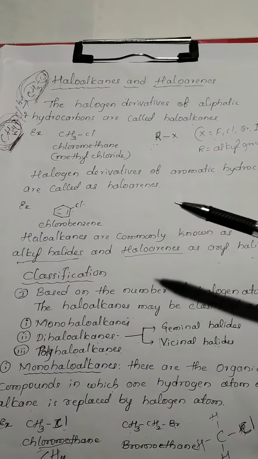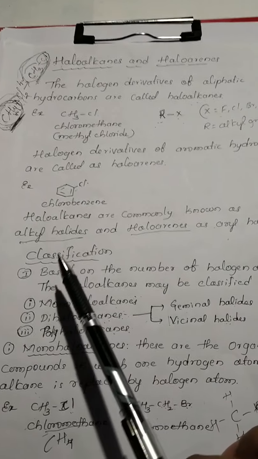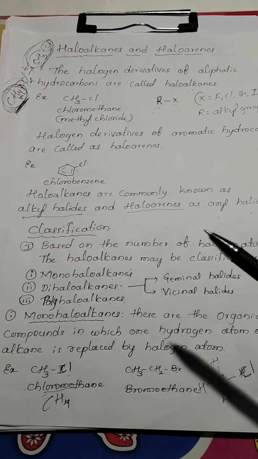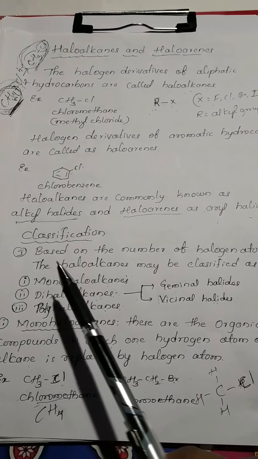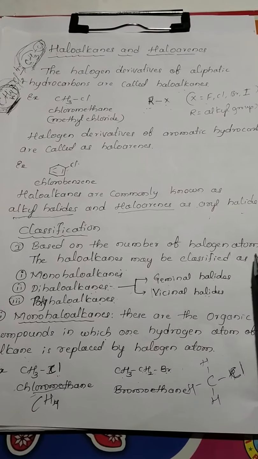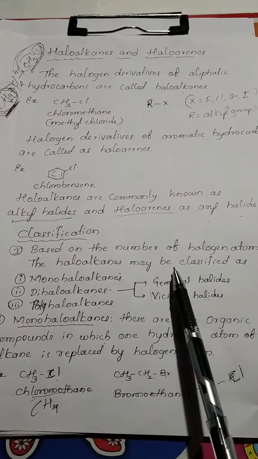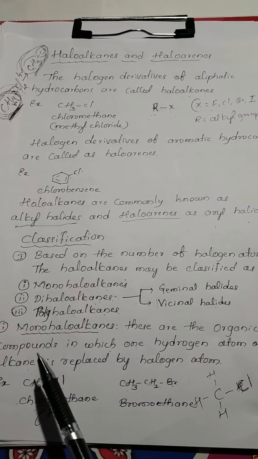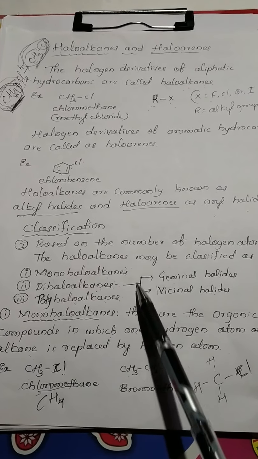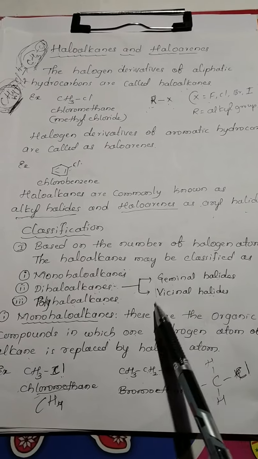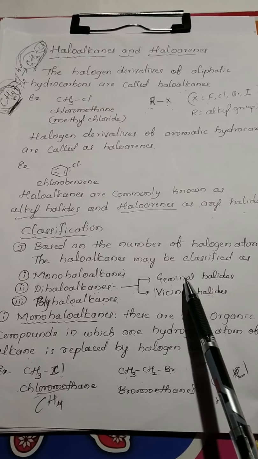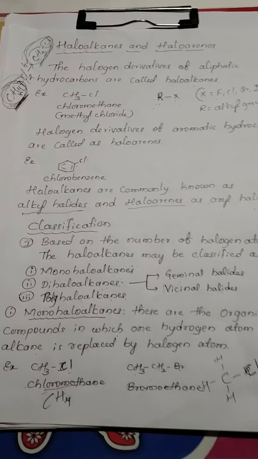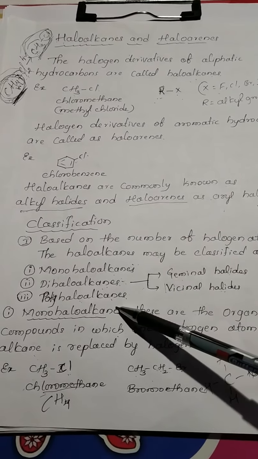Okay. Next, classification. Mainly haloalkanes and haloarenes are classified into three types based on the number of halogen atoms. The haloalkanes may be classified as monohaloalkanes, dihaloalkanes and polyhaloalkanes. Dihaloalkanes are again classified into two types, geminal halides and vicinal halides. Geminal means same, vicinal means adjacent. Okay, let us study one by one here.